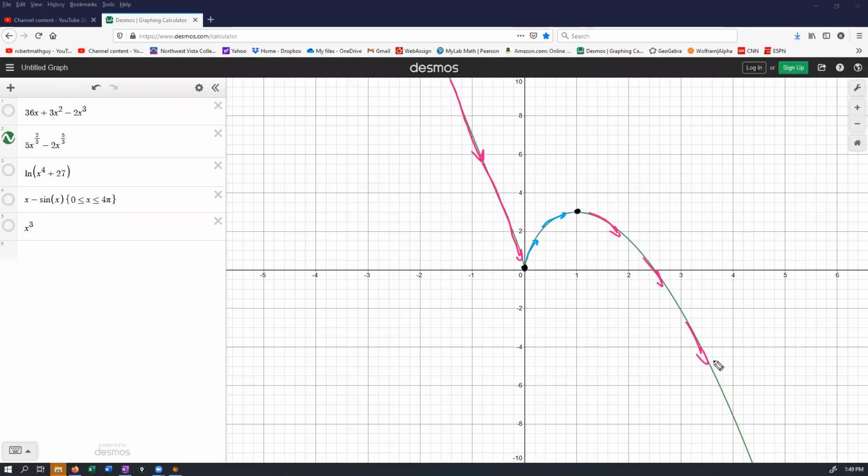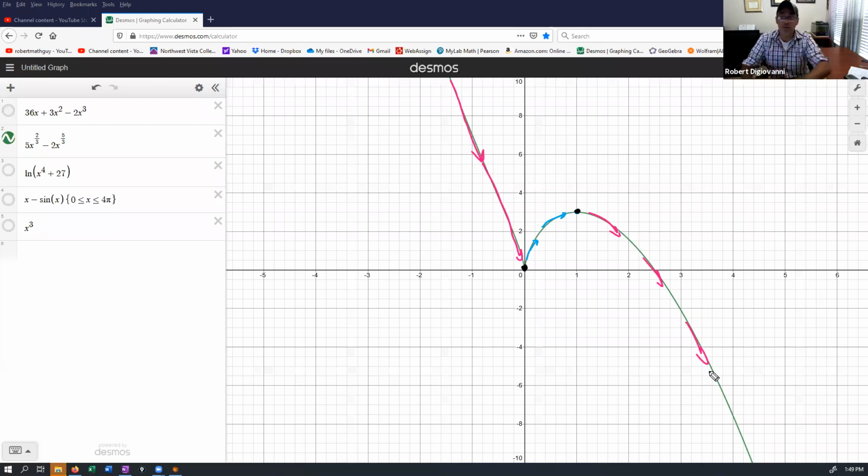I thought we didn't have an inflection point at 0. What's that? I thought we don't have an inflection point at 0. Okay, yeah, let's talk about why we don't. So that's all first derivative information.